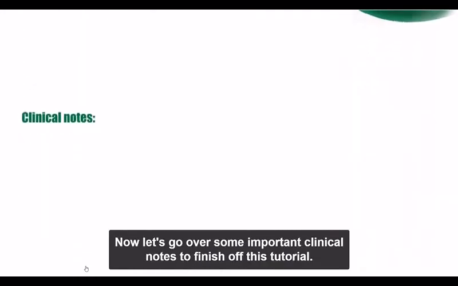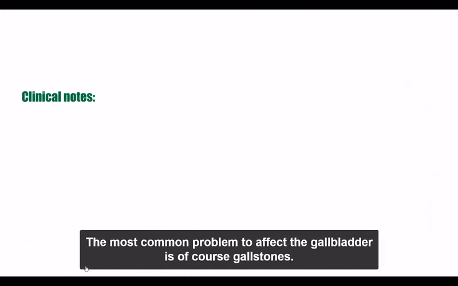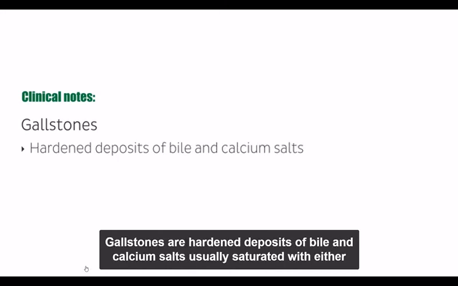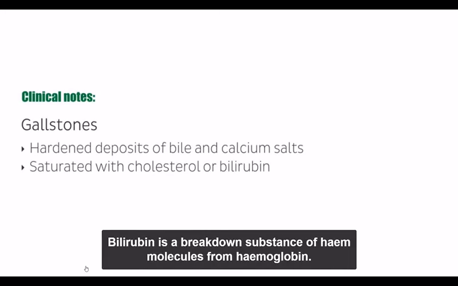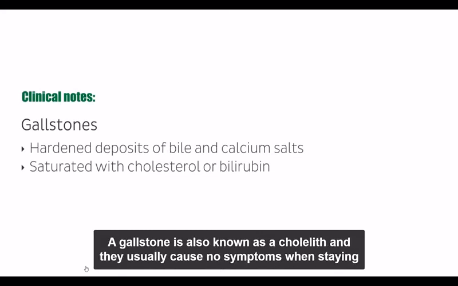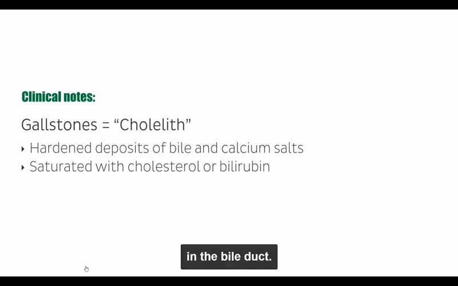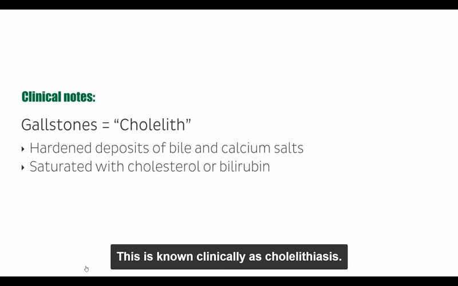Now let's go over some important clinical notes to finish off this tutorial. The most common problem to affect the gallbladder is of course gallstones. Gallstones are hardened deposits of bile and calcium salts, usually saturated with either cholesterol or bilirubin. Bilirubin is a breakdown substance of heme molecules from hemoglobin. A gallstone is also known as a cholelith, and they usually cause no symptoms when staying in the bile duct. This is known clinically as cholelithiasis.